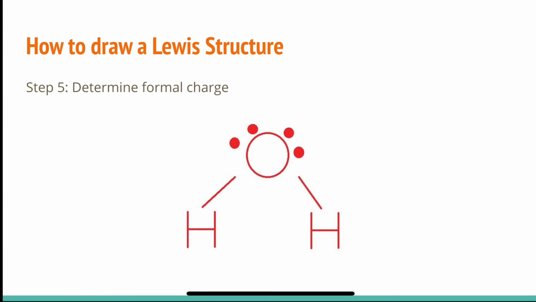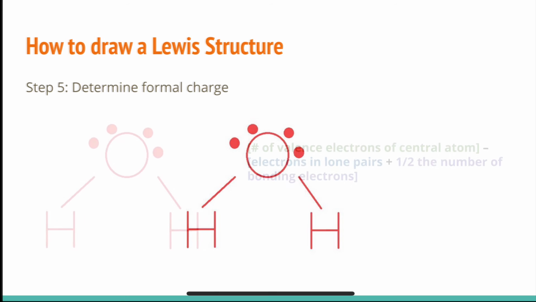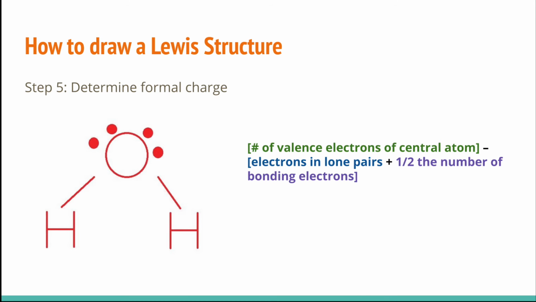Step 5 is to determine formal charge. This can be done by plugging in the proper values into this formula. We take the number of valence electrons of the central atom and subtract the sum of the number of electrons that exist in lone pairs and the number of bonds present in the Lewis structure.